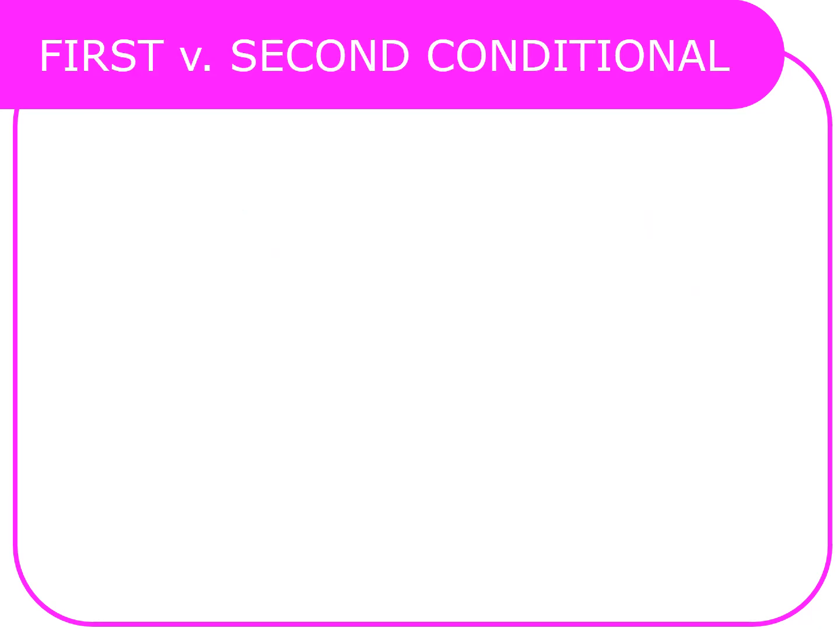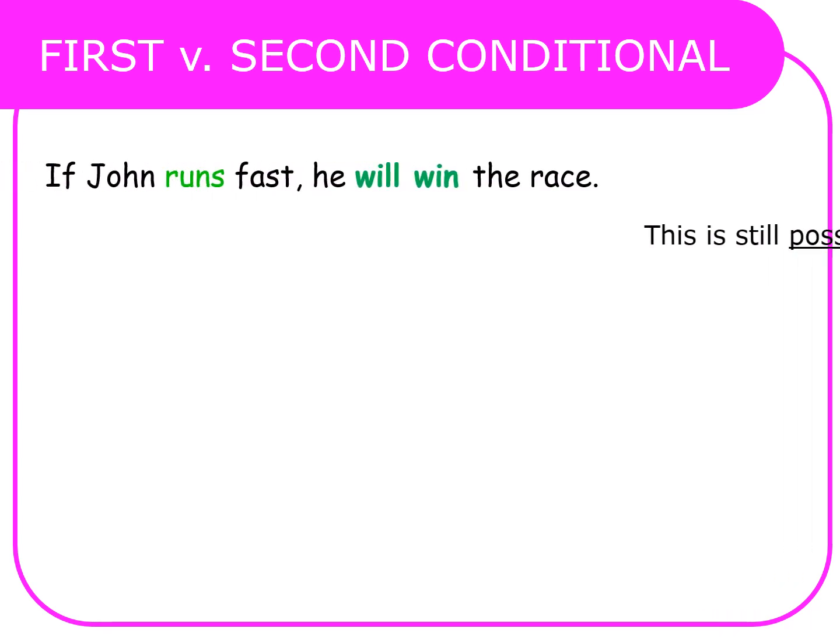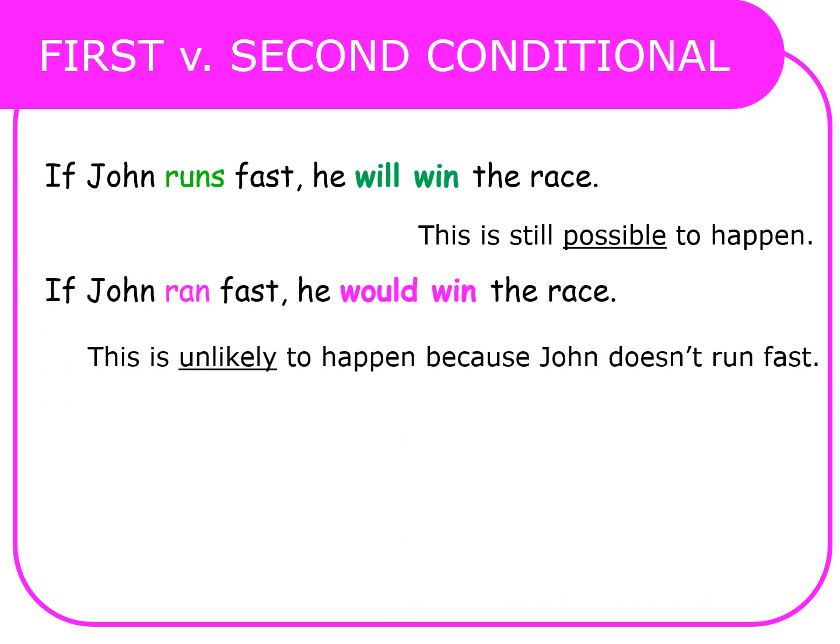The first and second conditional. If John runs fast, he will win the race. This is still possible to happen. What about this one? If John ran fast, he would win the race. This is unlikely to happen because John doesn't run fast. So I imagine that John ran fast.